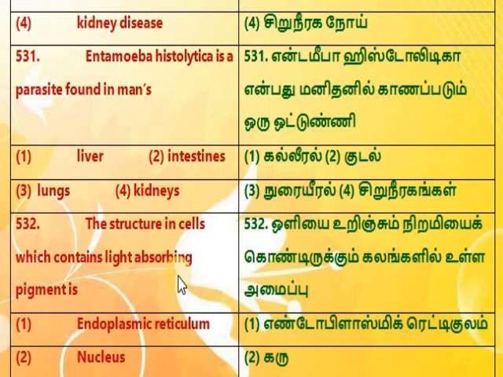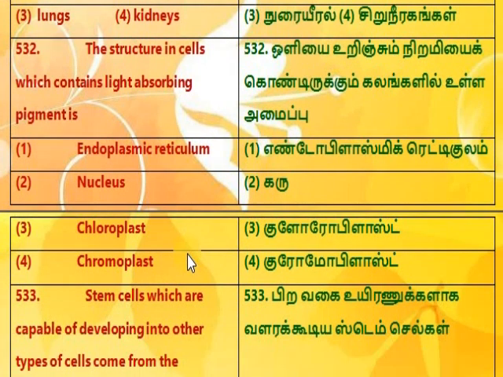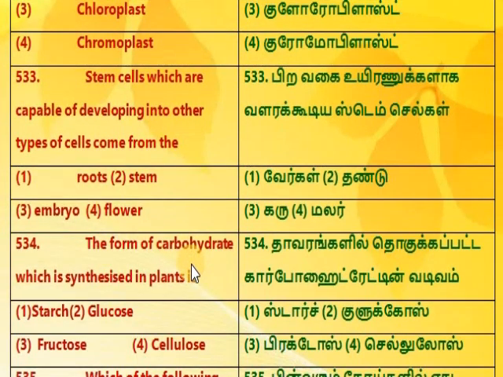531. Entamoeba histolytica is a parasite found in man's 1. Liver. 2. Intestines. 3. Lungs. 4. Kidneys. 532. The structure in cells which contains light-absorbing pigment is 1. Endoplasmic reticulum. 2. Nucleus. 3. Chloroplast. 4. Chromoplast. 533. Stem cells which are capable of developing into other types of cells come from the 1. Roots. 2. Stem. 3. Embryo. 4. Flower.